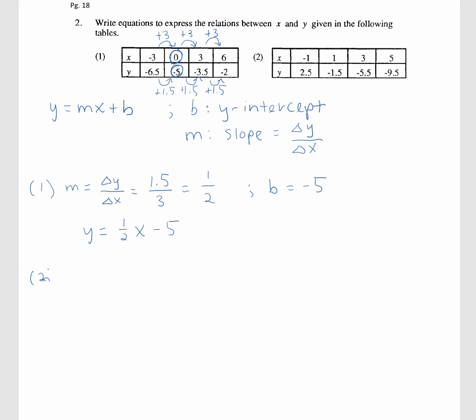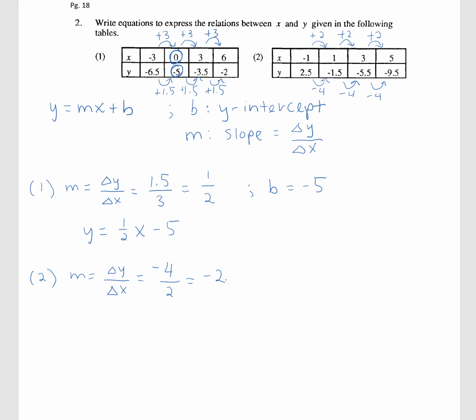Now looking at table 2, we can do the same thing. For our x values, you can see that we're increasing by 2 each time. And for our y values, we're decreasing by 4 as we move along. So m, again, is the change in y over the change in x. In this case, that's -4 over 2, and simplifying that down just gives us -2.